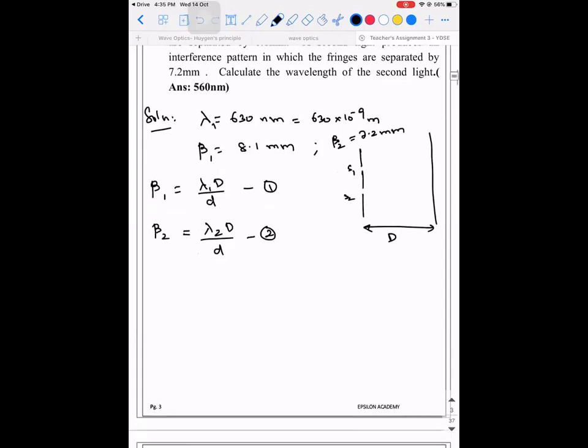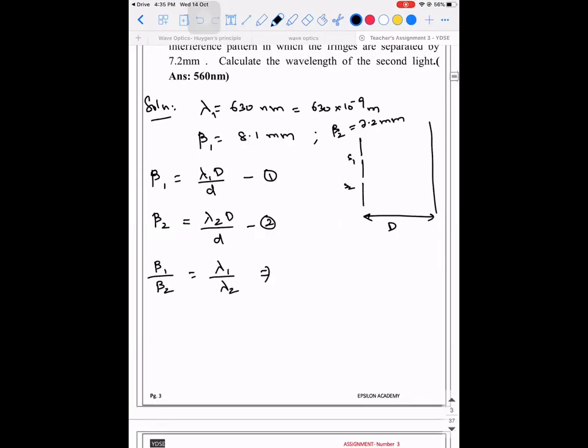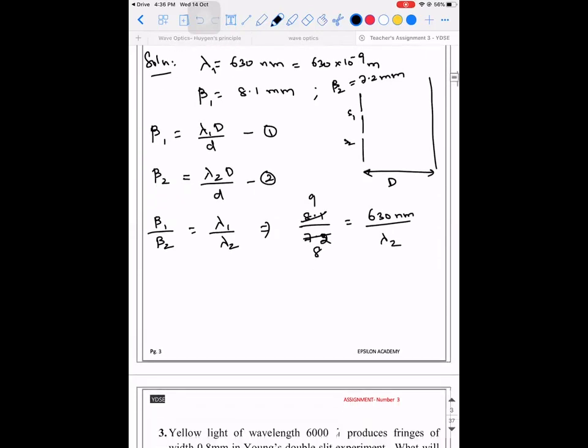Correct? So beta 1 divided by beta 2 will be equal to, can I write it as, lambda 1 by lambda 2. So what is beta 1? 8.1. It is in millimeters, so I'm not converting. 7.2. Lambda 1 in this problem, leave it in nanometer: 630. Lambda 2 will be how much? 8.1 and 7.2. Both are multiples of 9. This will go 9 times. This will go 8 times. So this will go 70 times. So lambda 2 is how much, guys? 560 nanometer.